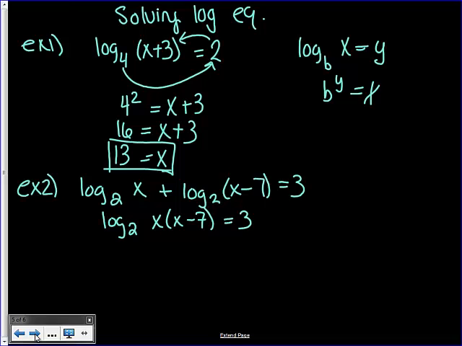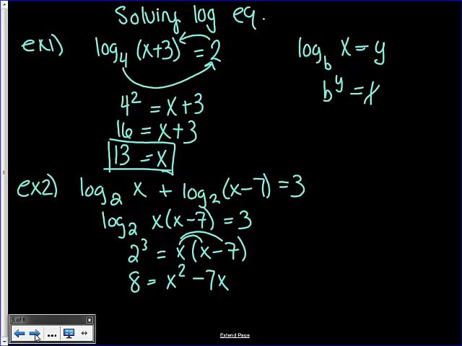Well, first thing I'm going to do, I want to get rid of that nasty log. So we're going to say 2 cubed, using our rule from before, 2 cubed equals x times x minus 7. Well, that gives me 2 cubed is 8, which equals x squared, distributing my x, minus 7x. Okay, now that possibly looks like something I can factor, right? So we want to set it all equal to 0. So now we're going to say 0 equals x squared minus 7x minus 8.